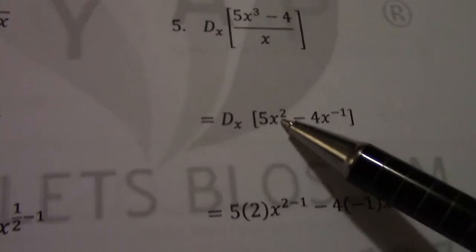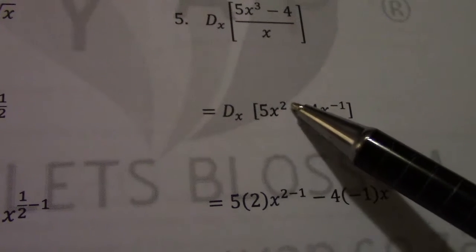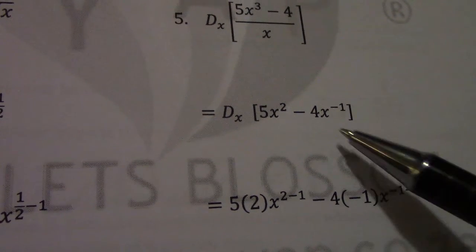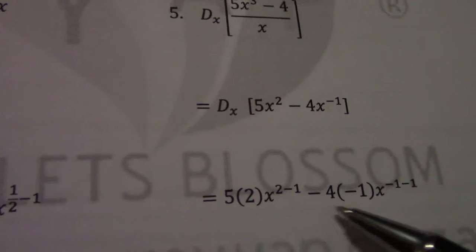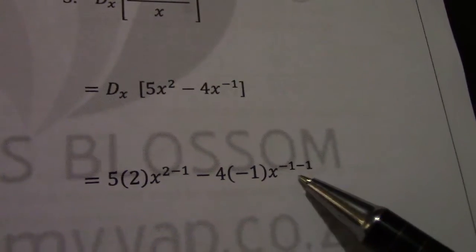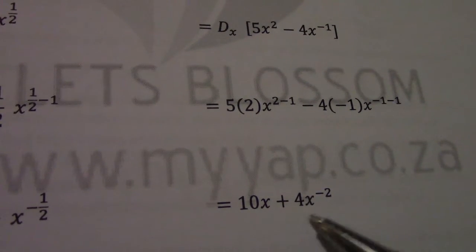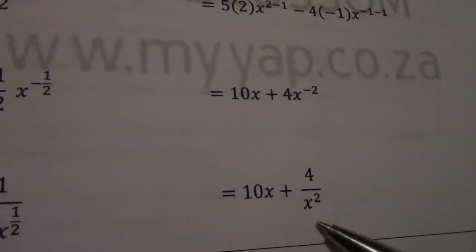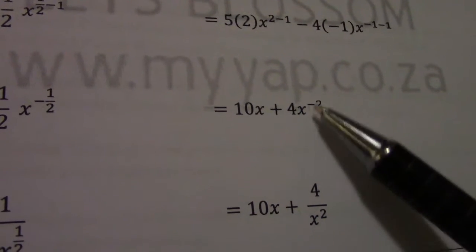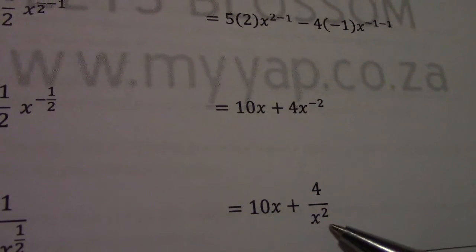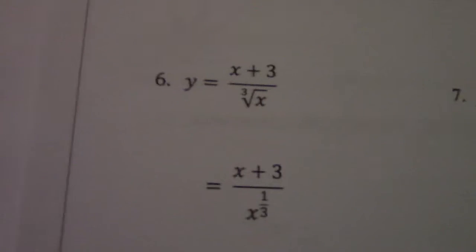So now when I differentiate, 2 times 5, which gives me 10, 2 minus 1, which then becomes 1. Minus 1 times negative 4, which would become positive 4. And minus 1 minus 1, which then becomes negative 2. So that simplifies to 10x plus 4x to the power negative 2, or 10x plus 4 over x squared. Remember, with negative exponents, we don't want it as a final answer, so I must write it as positive. So simply taking it to the bottom. So as you can see, relatively simple. Let's look at items that are a little bit more complicated.